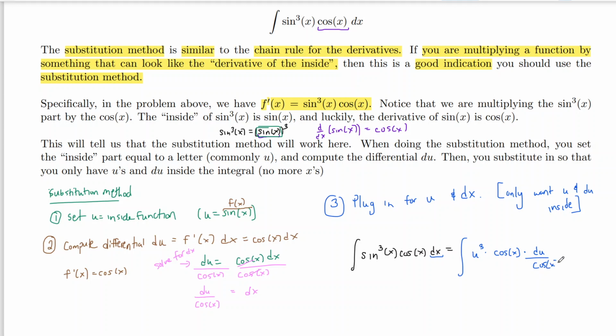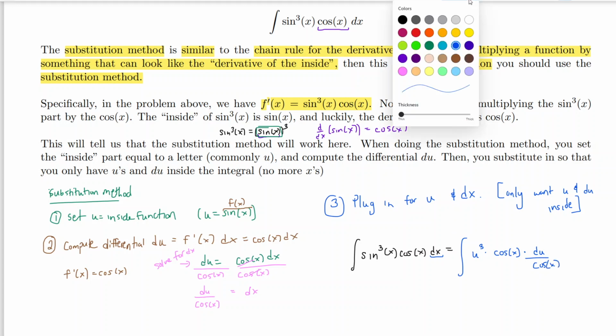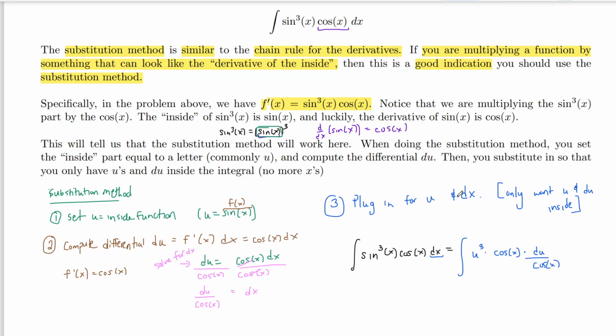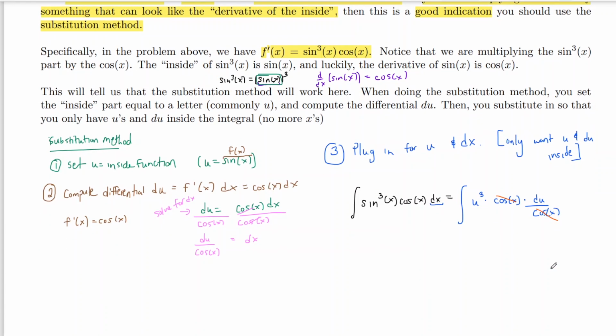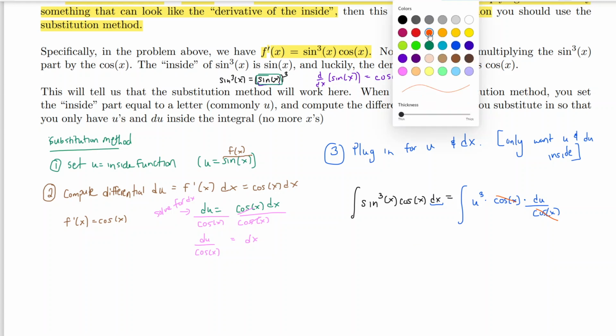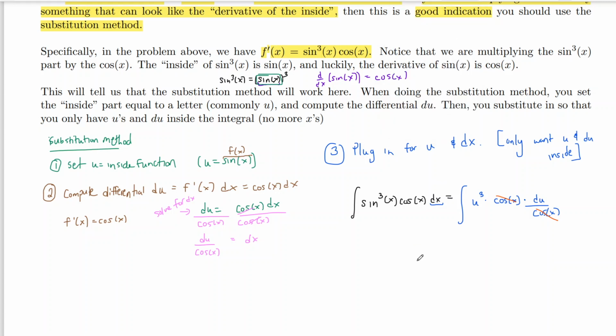And as long as you do everything correctly, with the correct substitution, everything with x should go away, and cosine of x perfectly cancels out, and we integrate now a much simpler formula. What are we integrating? We're integrating u cubed du. Well, this is just about as easy as an integral gets because this is just the power rule. So now we can integrate this.